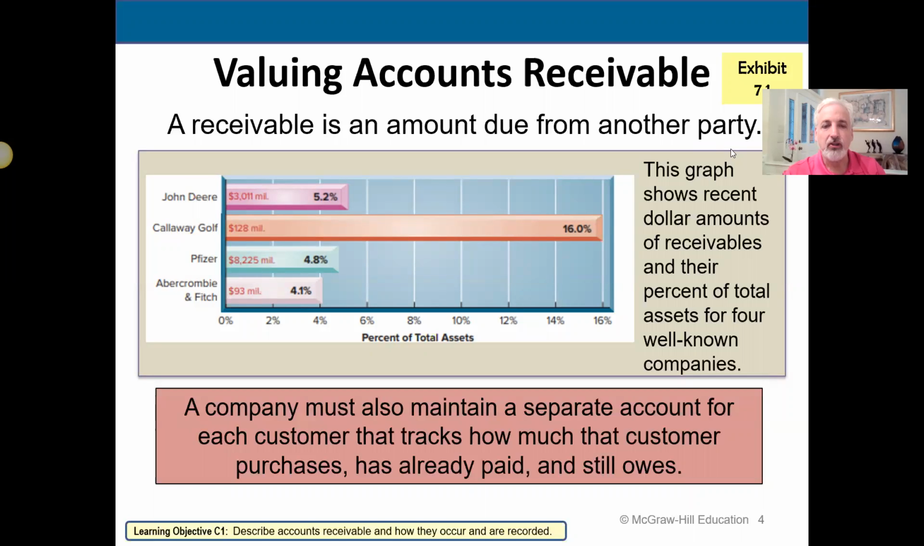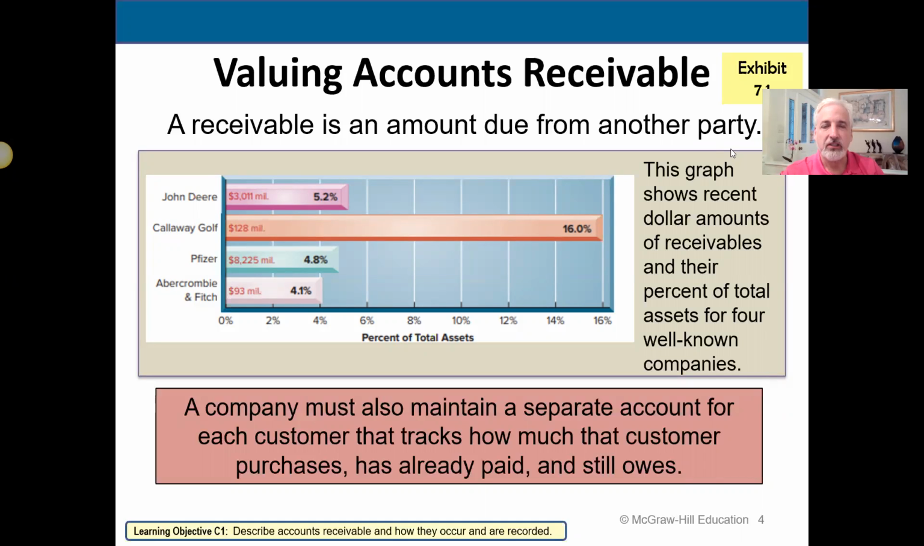Callaway Golf has 128 million, but it's 16% of their total assets. Pfizer has $8.2 billion, almost 5% of their assets sitting in accounts receivable. Again, that's money owed to them by their customers. Abercrombie and Fitch, 93 million, it's 4%.